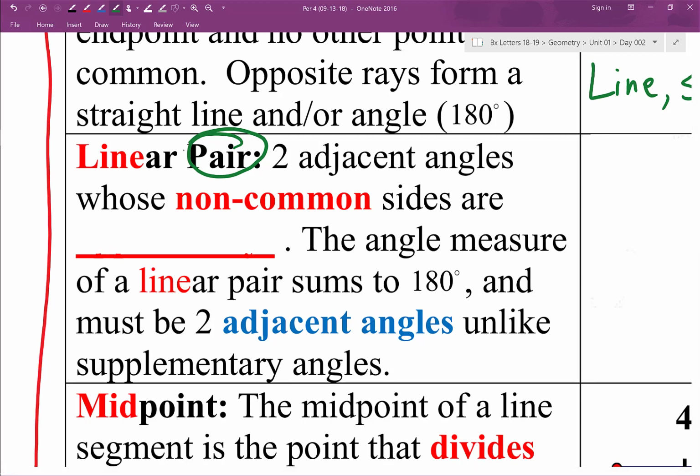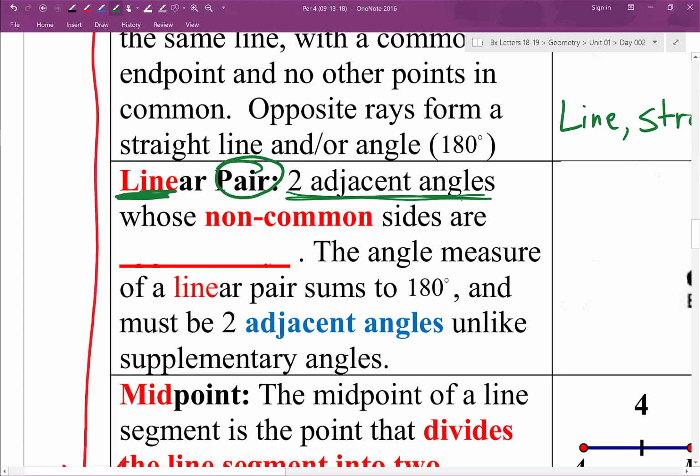Oh, it says what? It says line. All right. So if we look at the definition, 2 adjacent what? Angles. Okay. What do those adjacent angles have to make? Linear pair.